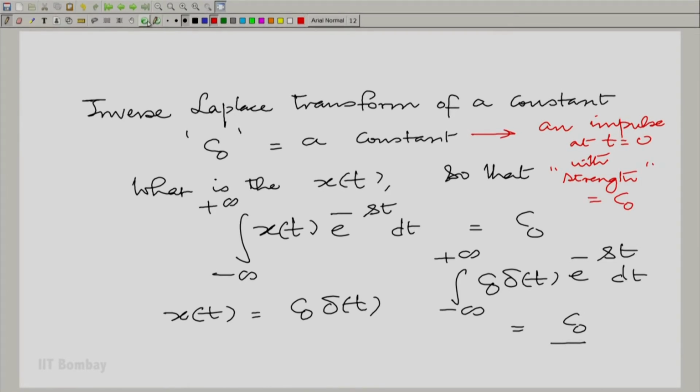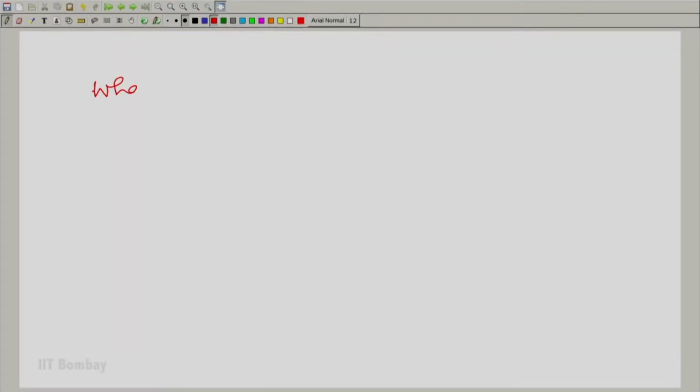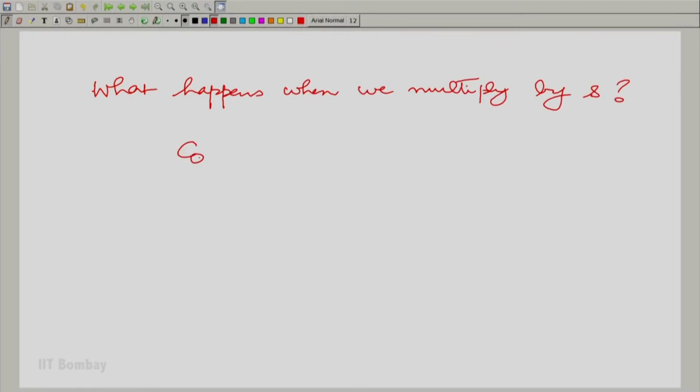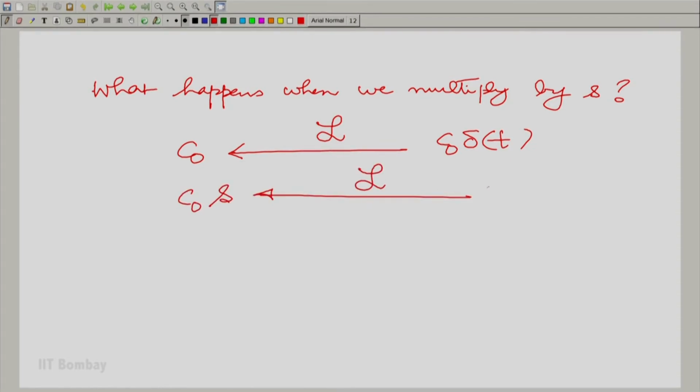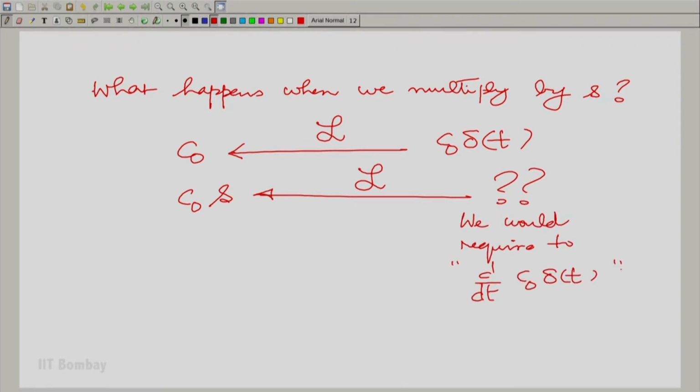Now, let us invoke the dual differentiation property. Recall that we had a differentiation property where we differentiated the Laplace transform, but now we are talking about the differentiation of the time function, corresponding to multiplication of the Laplace transform by S. So, what happens? C0 was the Laplace transform of C0 delta(t). Of what would C0 s be the Laplace transform? It would require you to differentiate here.